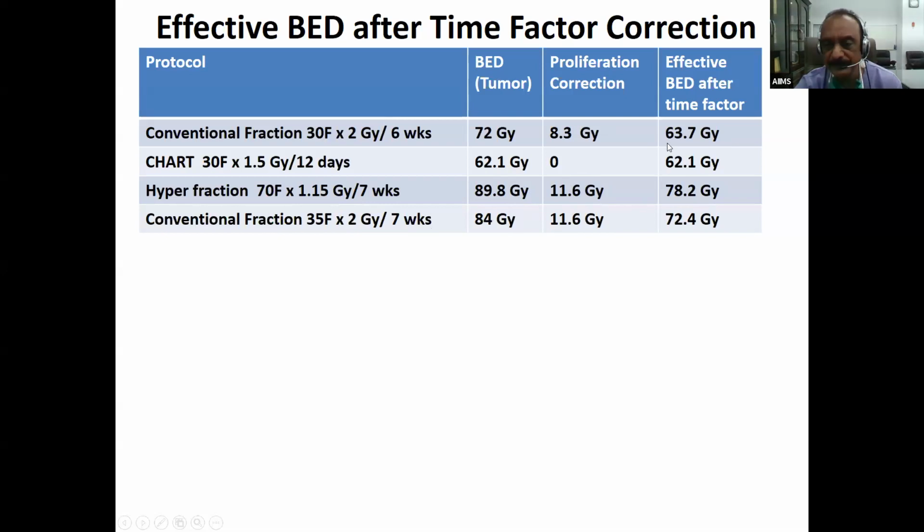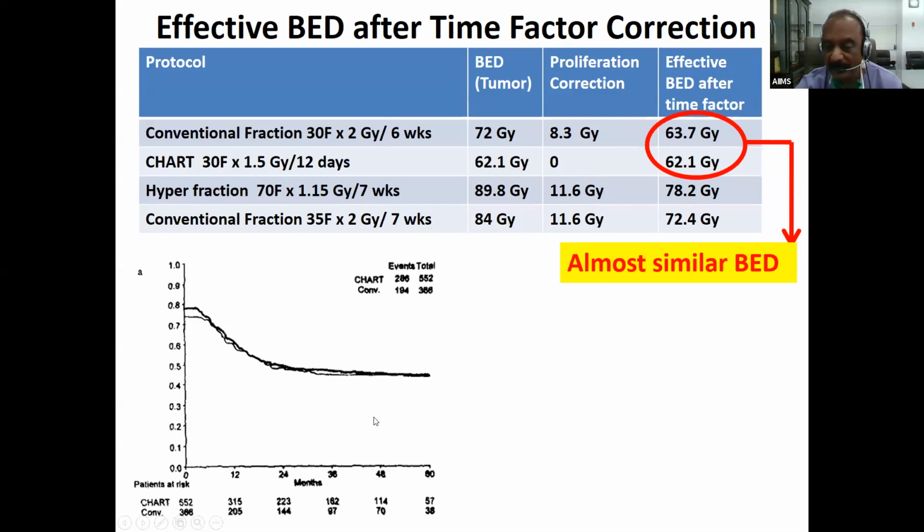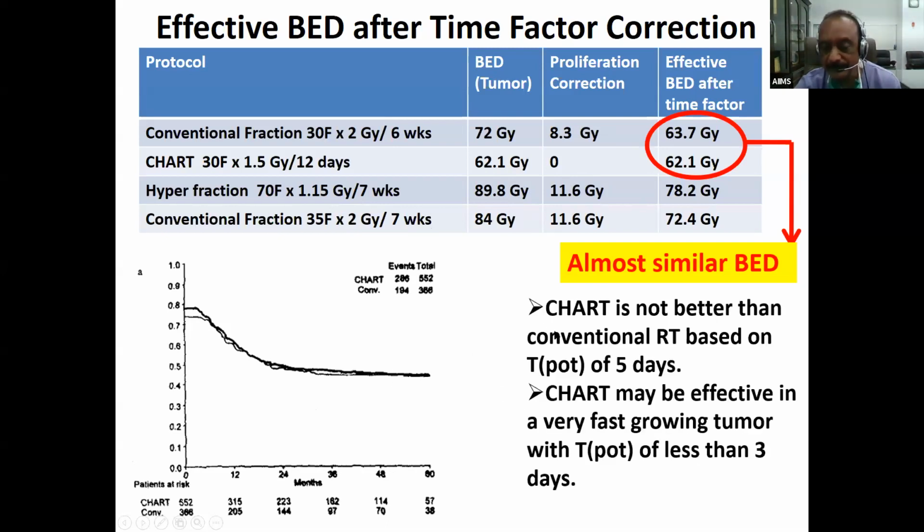Now, if you see in this table, the conventional fractionation and CHART both have almost similar BED, and that was the reason that in the CHART trial, we did not get any difference in local tumor control. And with this knowledge, the authors concluded that CHART is not better than conventional radiotherapy based on T potential of 5 days, but probably CHART may be effective in a very fast growing tumor with potential tumor doubling time of less than 3 days. This is what they hypothesized based on these data.